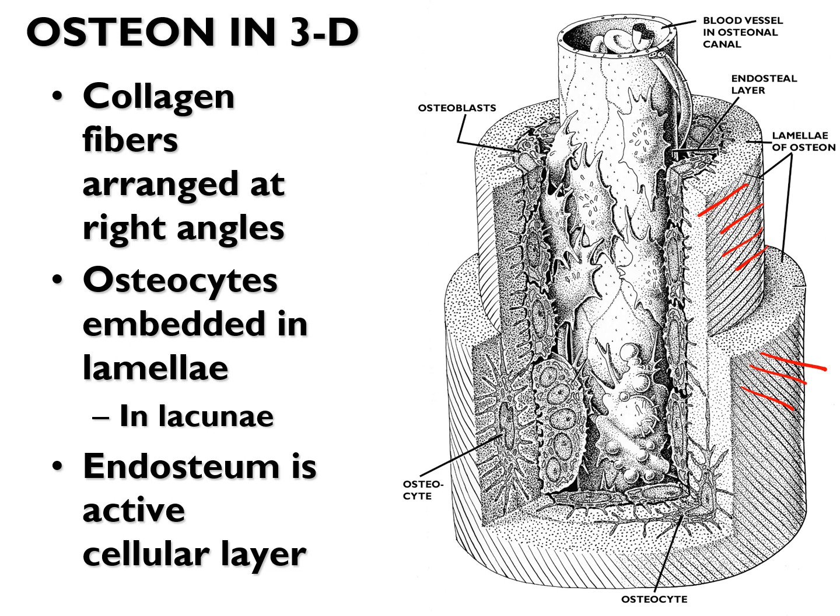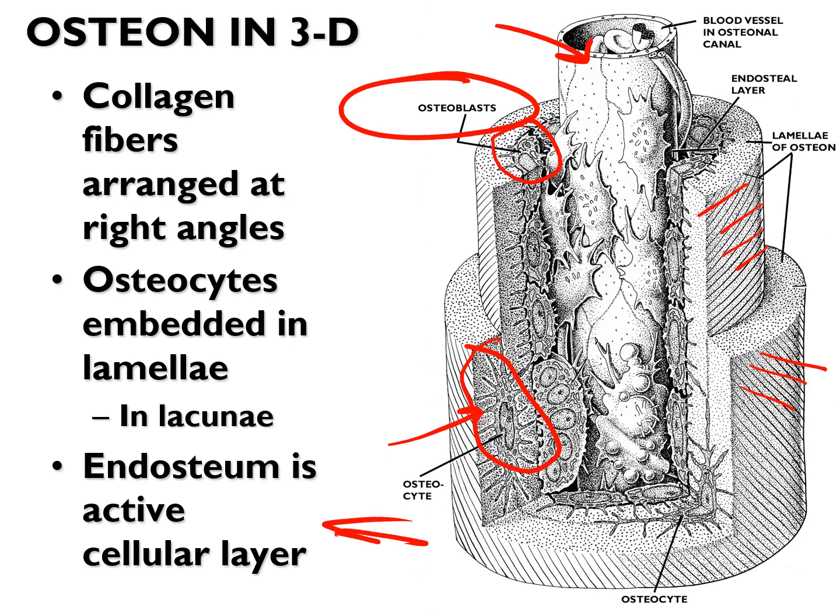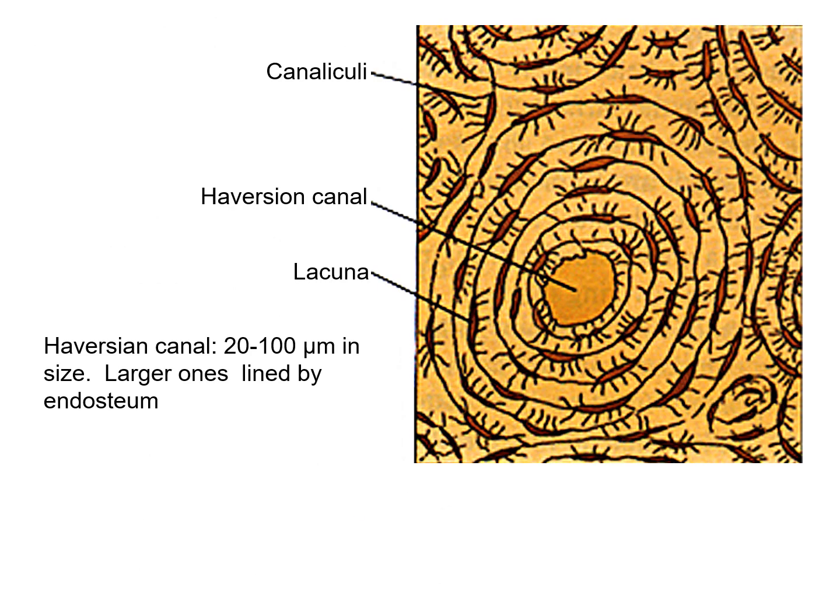As I said, between these lamellae we have the lacuna. Inside this lacuna we have the osteocyte. Inside the osteonal canal, we have the artery, vein, nerve, lymphatic vessels. The lining of the osteonal canal, which is not surrounded by the bone, we call the endosteum. And at this area here, we have the osteoblast.